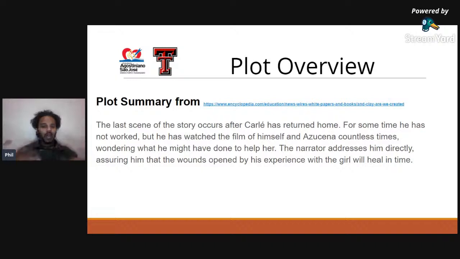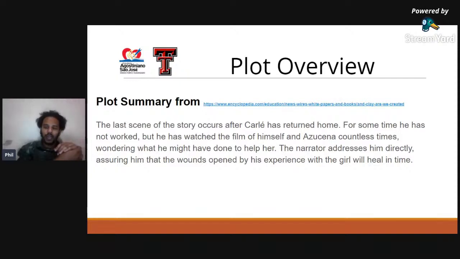For some time, he has not worked. He has watched a film of himself and Azucena countless times, wondering what he might have done to help her. The narrator addresses him directly, assuring him that the wounds opened by his experience with the girl will heal in time.